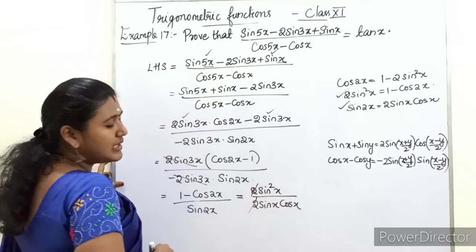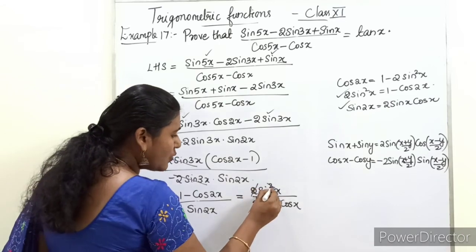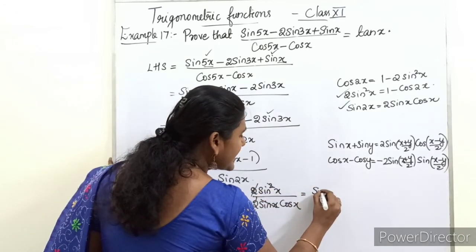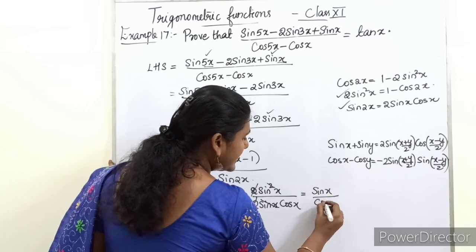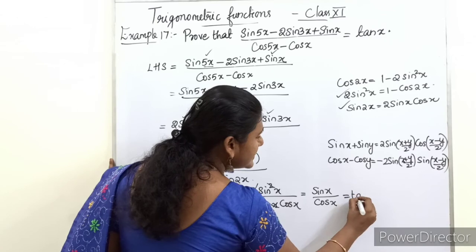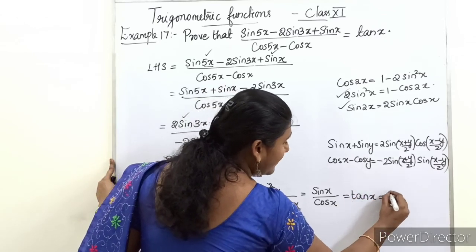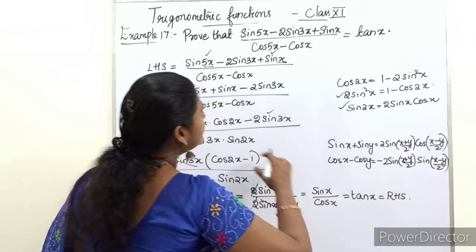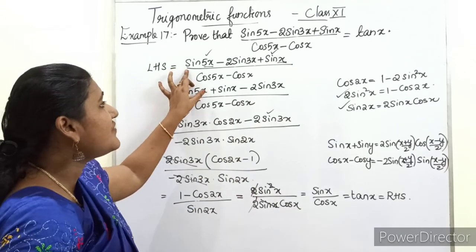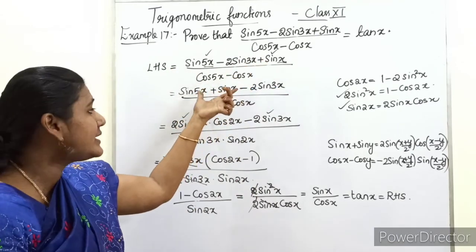Now if you see, this 2 will get cancelled and one sin term will get cancelled. So what is remaining? Sin x. In the numerator we have sin x and in the denominator we have cos x. That is sin x by cos x, which is equal to tan x, which is our RHS. So this is how it works: if there are 3 terms, you have to identify which 2 terms you have to take together.